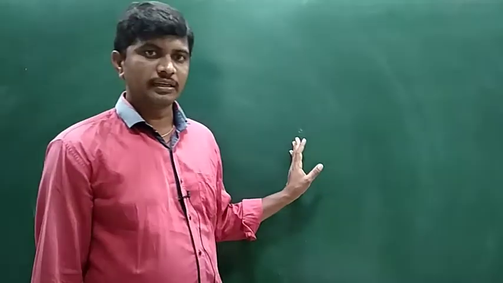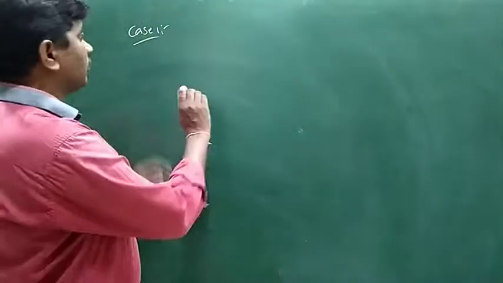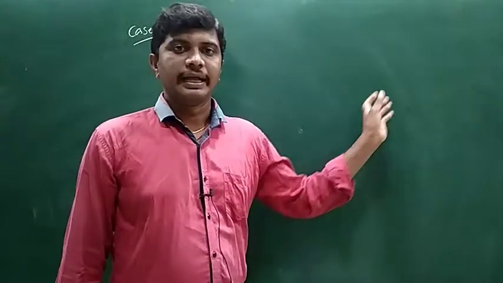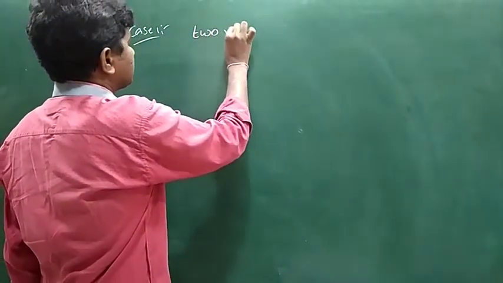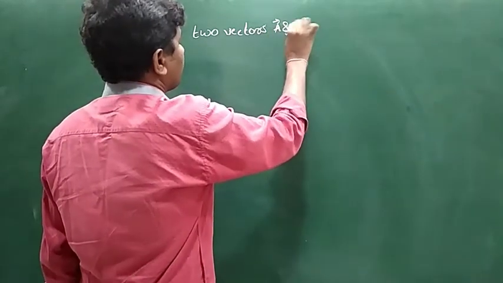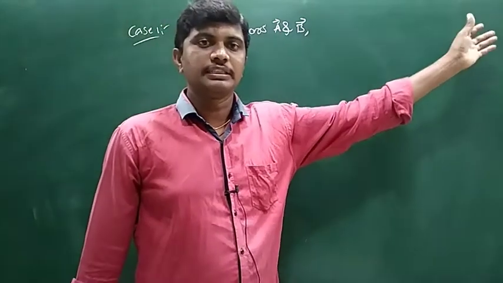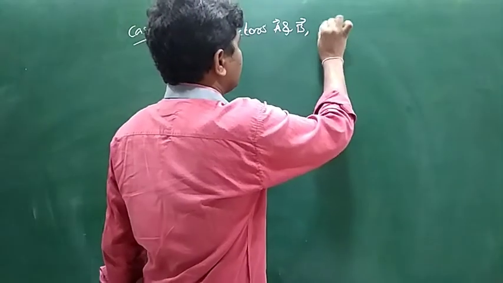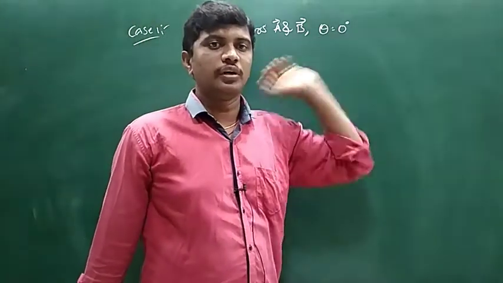There are three cases in the parallelogram law of vectors, for magnitude and direction. Case 1: A bar and B bar are two vectors whose direction is the same. Same direction means theta is equal to 0 degrees, that is, parallel lines.